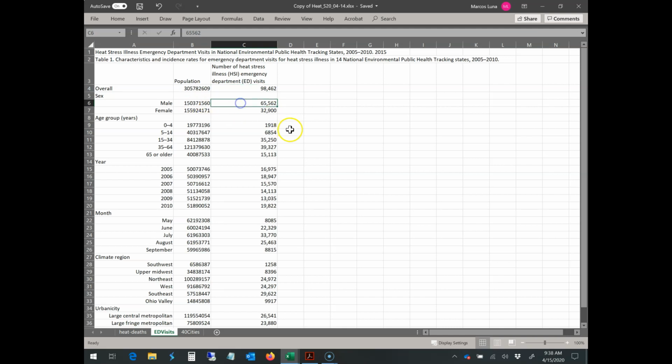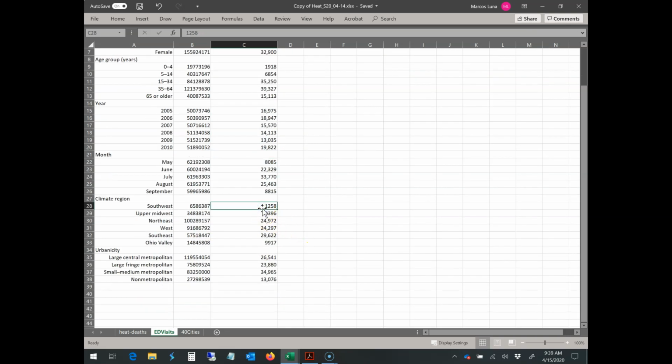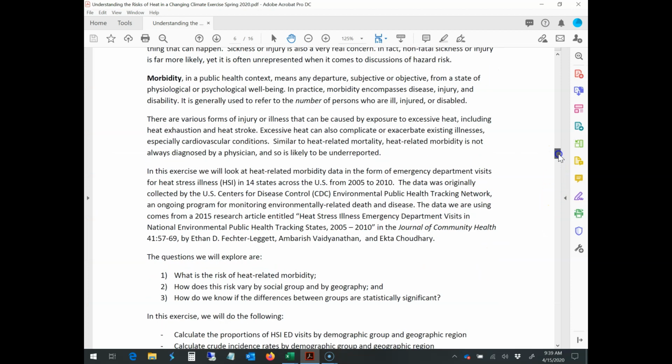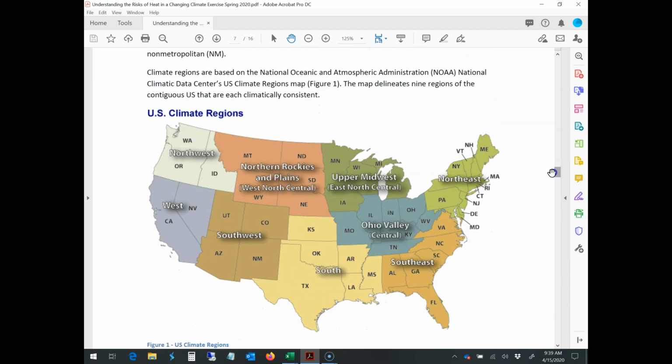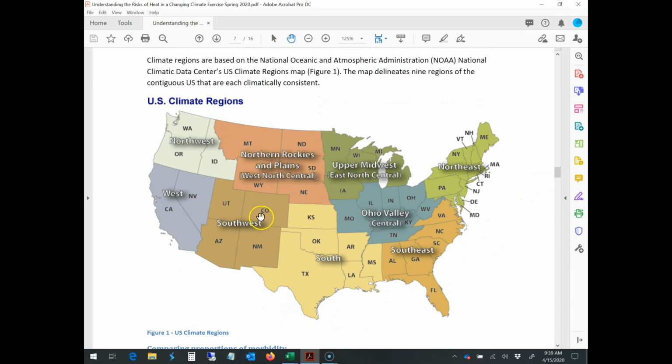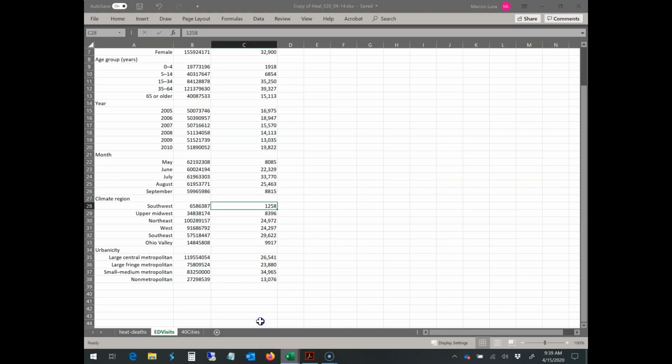This is broken down by sex, by different age groups, by year, by month, and then by climate region and urbanicity. So we have a little bit of geography there. So the climate region, you can see in the PDF document for this assignment, has a map that shows you the different climate regions so you can understand where those people are coming from. And what that means is that when we look at these numbers, we're saying that, for example, 1,200 people from the southwest part of the U.S. ended up in the emergency department.